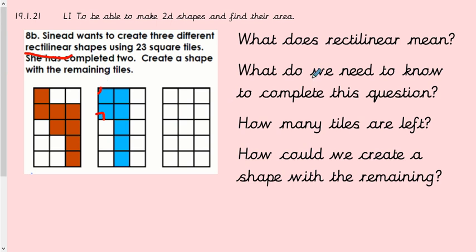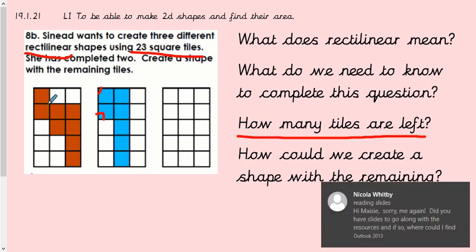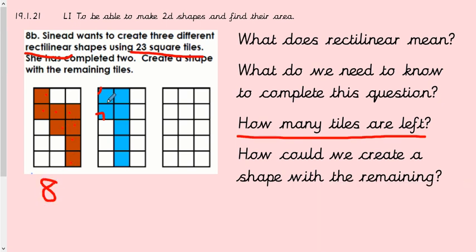What do we need to know to complete this question then? So we know that she makes 3 different rectilinear shapes using 23 square tiles. That's a key piece of information. She has already completed 2. Create a shape with the remaining tiles. So how many tiles does she have left? That's the first question we need to work out. So we need to add these up first. So I have 1, 2, 3, 4, 5, 6, 7, 8. Okay, so there's 8 in that one, and then 1, 2, 3, 4, 5, 6, 7. So we have 8 and 7.